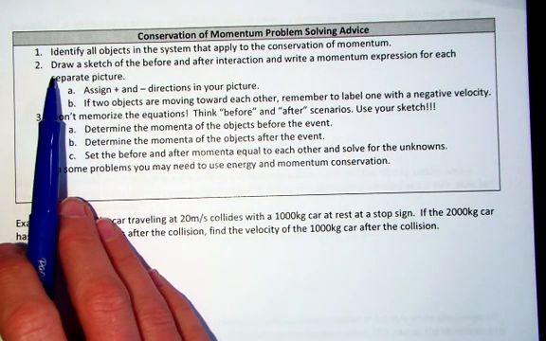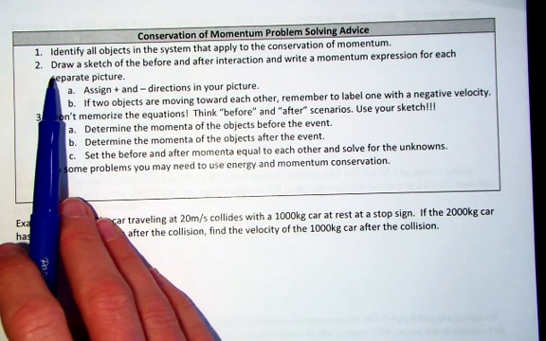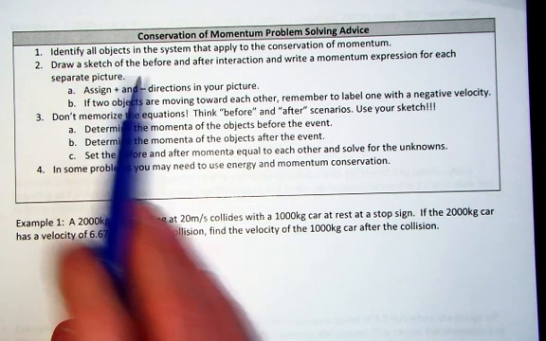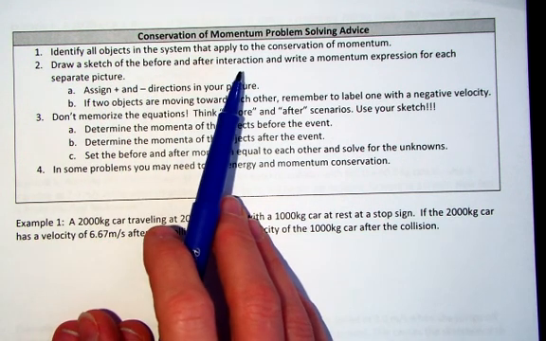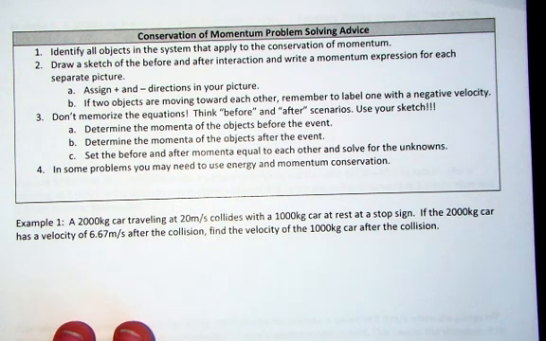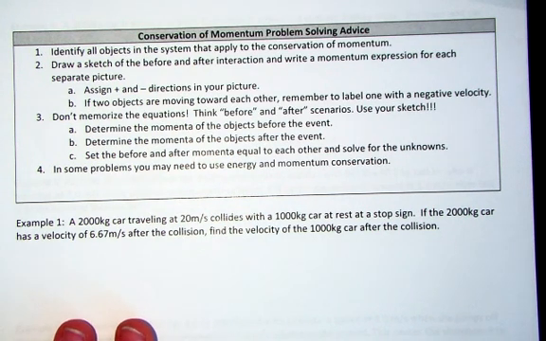So this next part's especially helpful. You're going to draw a sketch of the before and after interaction, and for each picture, you're going to write a momentum equation. So we're looking at what are all the objects, what is the momentum. If the object is by itself, it gets its own equation. If there was a collision and it's stuck together, then the objects together get an equation. They don't get one separate if they're stuck together. Now it's one object, one mass.